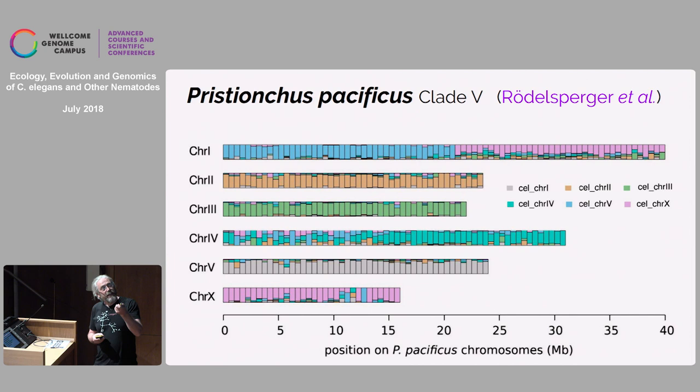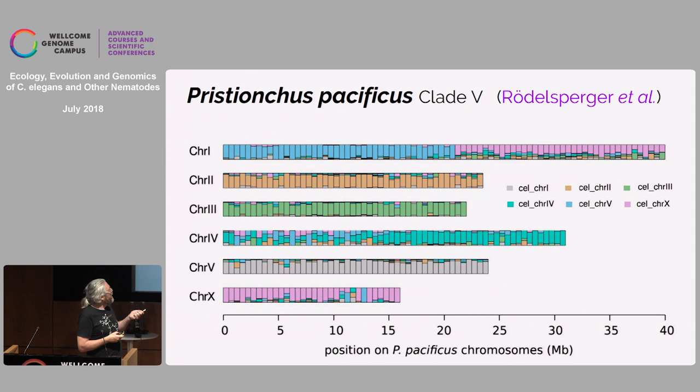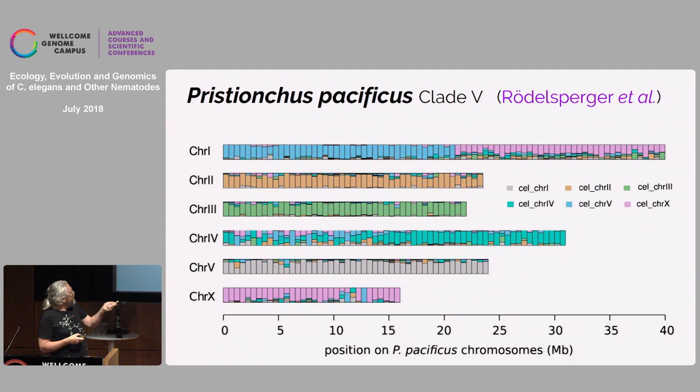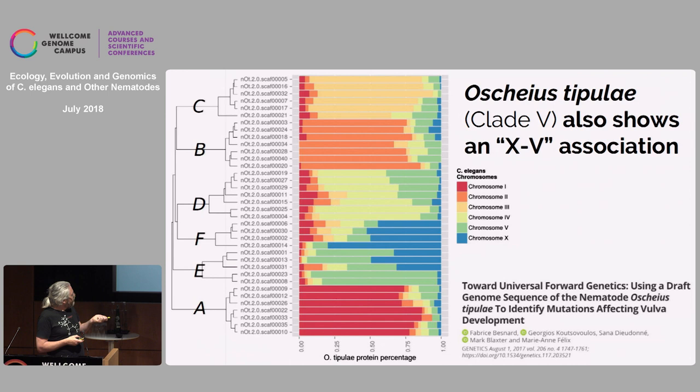So in Rödelsperger et al.'s paper, they analyze this in some detail. They provide a hypothesis that actually the pattern we're seeing is that this segment here and this segment here were ancestrally together, and they've split in C. elegans, which is a very coherent model, because this 5X association is found in other species. So for example, in Fabrice Besnard and Georgios Koutsovoulos' sequencing of Plectus sambesii, this linkage group here has a mix of X and 5 sequence. Some blocks of it are largely X, others are X and 5. So again, there's an association between X and 5 in Plectus sambesii, which is more closely related to Caenorhabditis elegans than it is to Pristionchus.